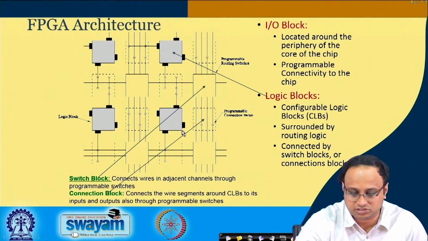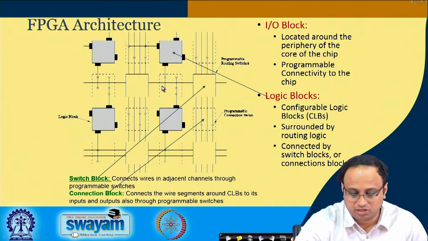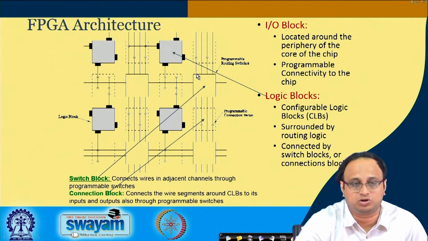For example, if you see this logic block, it is connected with these rails, or the wire segments around the CLBs. They are connected by programmable switches. So you have got programmable switches which you can configure to get connected. Likewise, if you take the wires in adjacent channels, like this channel and this channel, they are connected here by what are called switch blocks. These are nothing but interconnection switches which you can program.